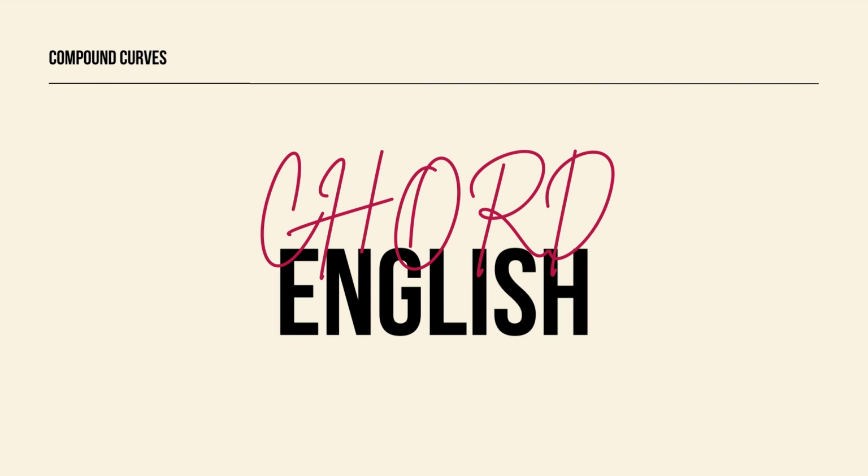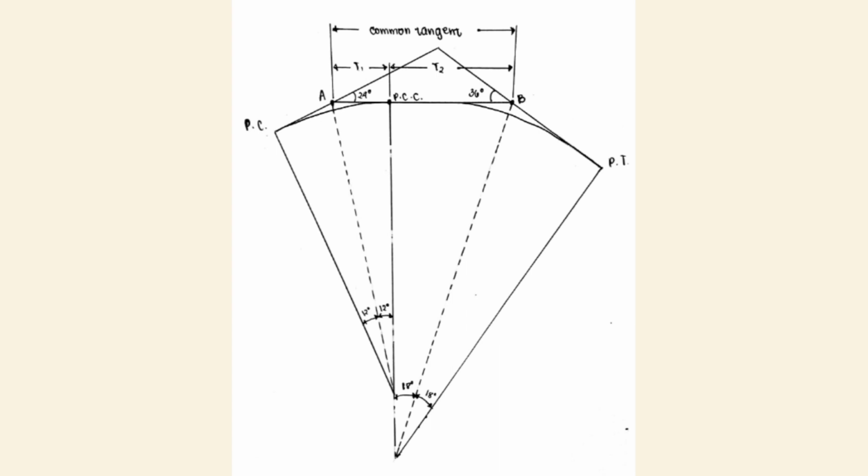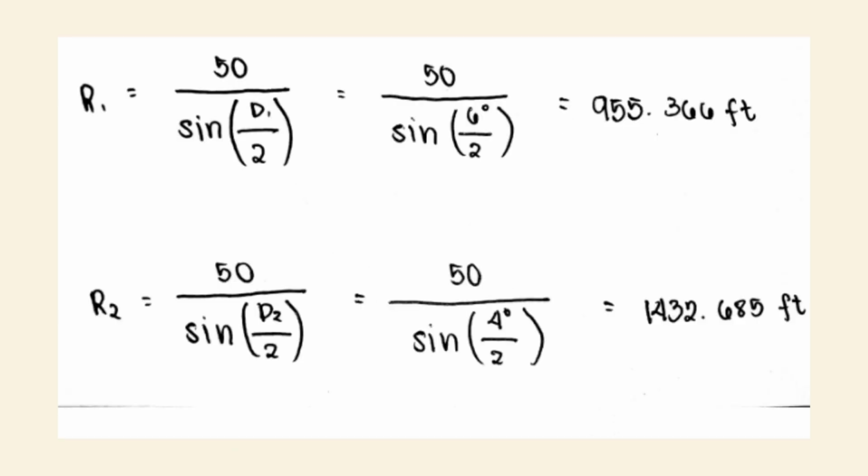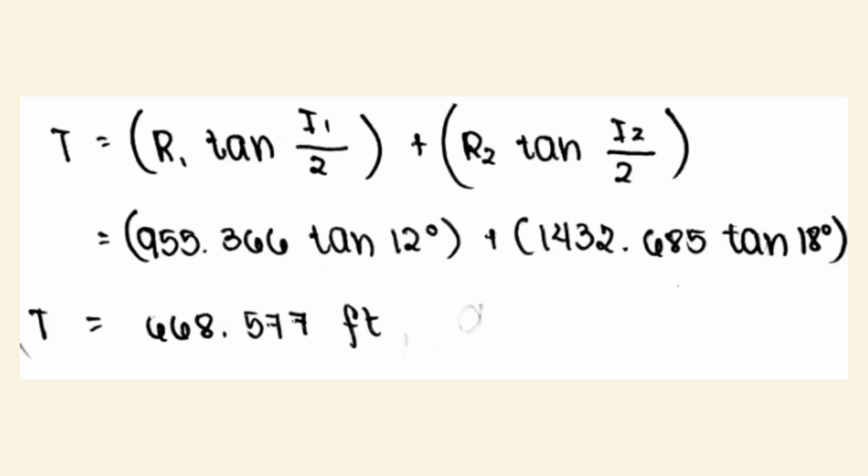Now let's solve the problem using the chord basis, still in the English system of measurement. Using the same figure and values, our R would be 50 over sine D over 2. So our R sub 1 is computed as 50 over sine 6 degrees over 2, resulting to 955.366 feet. Using the same formula for R sub 2, our R sub 2 would now be equal to 1,432.685 feet.